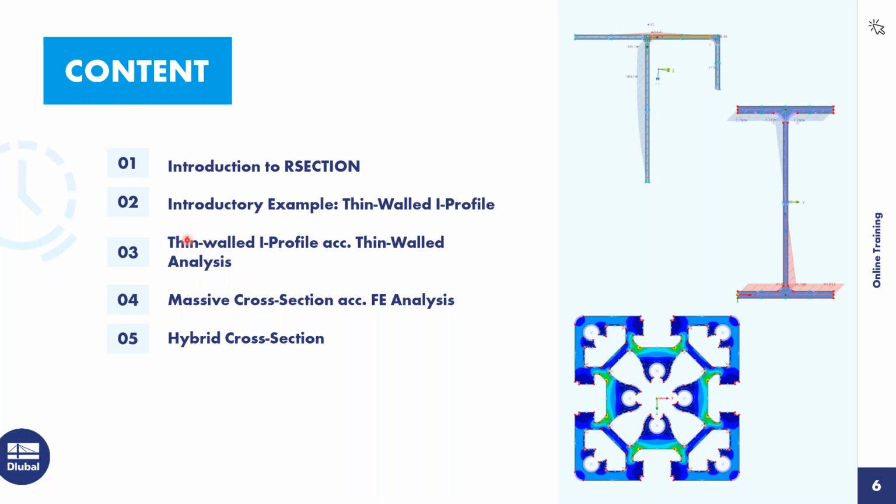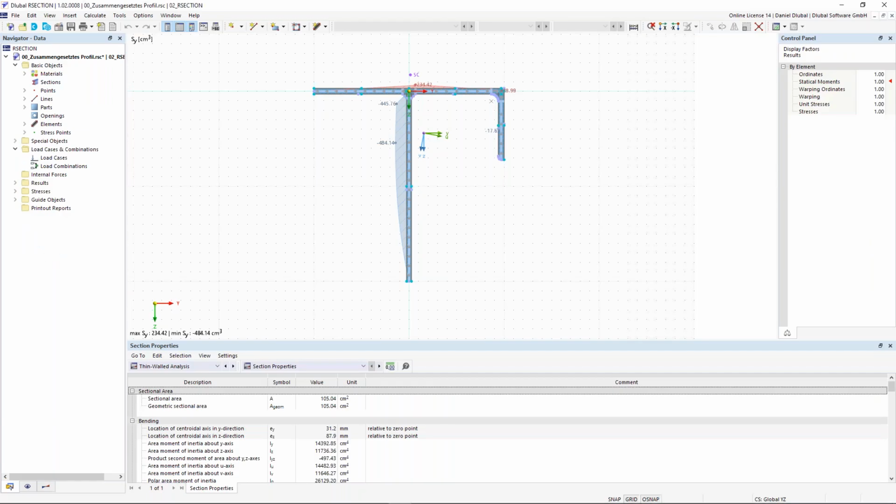He will do the three other examples, also on a thin-walled profile, then also a massive cross-section according to the FE analysis, and then also a hybrid cross-section. Okay, so I will start with Rsection. So I jump to the program.